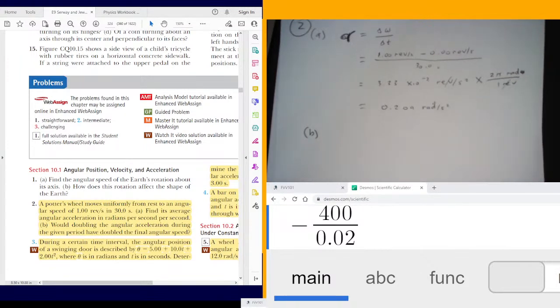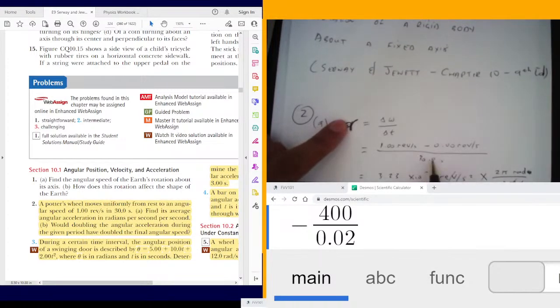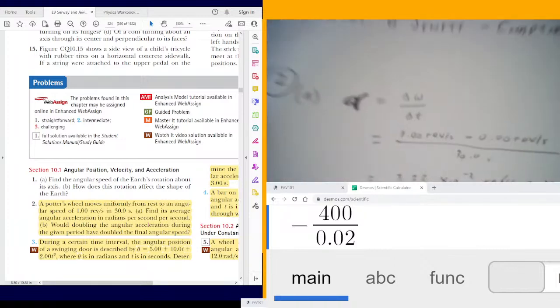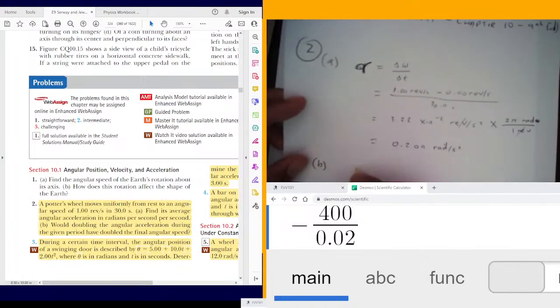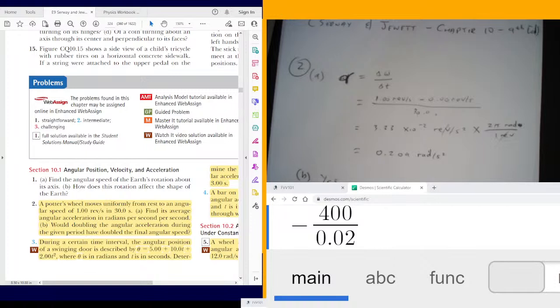Then D asks the question, would doubling the angular acceleration during the given period have doubled the final angular speed? So if we double the angular acceleration but keep the time the same, would the final angular speed have doubled? Yes, the answer is yes. The reason is that when the object starts from rest, its angular speed is related to the angular acceleration and time by this equation, so you can use that equation to explain what is happening.